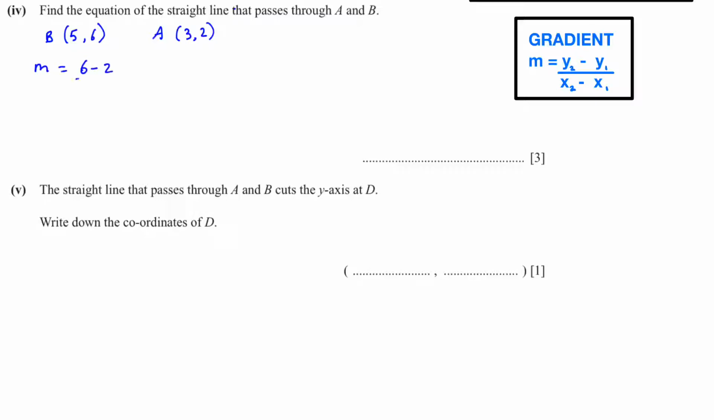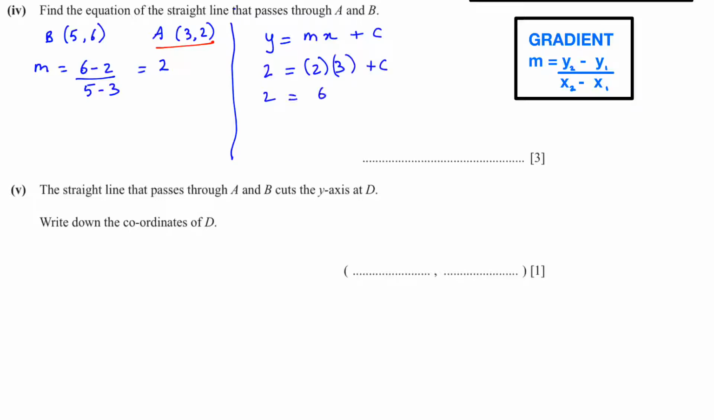6 minus 2 over 5 minus 3. So we'll have 2 as the gradient. After you got your gradient, we are going to use this y is equal to mx plus c formula to find c. Choose any one point, A or B, whichever you want to choose. I'm choosing A at the moment. So y is 2, m is 2, and x is 3.